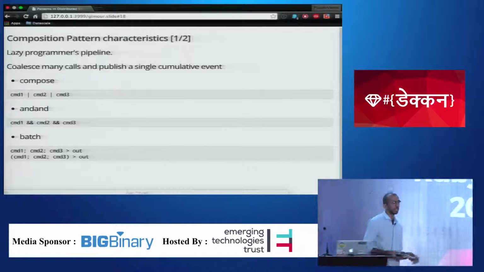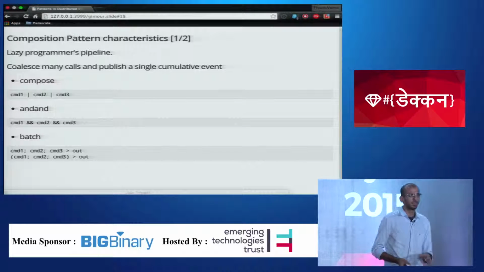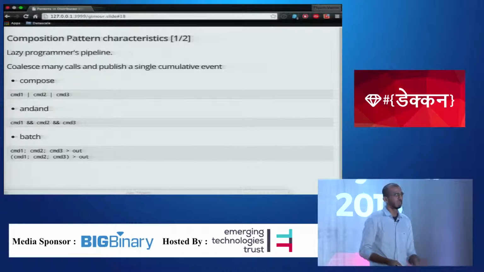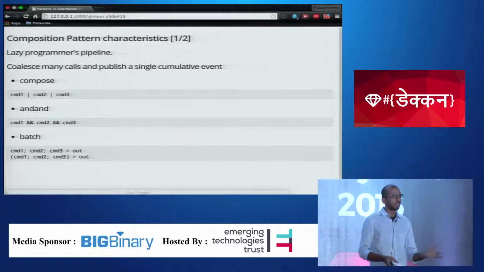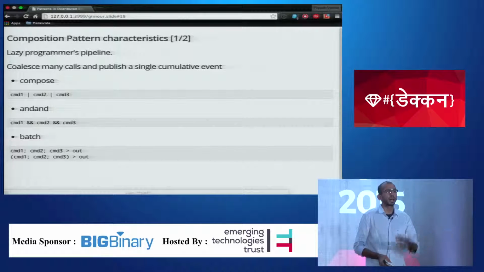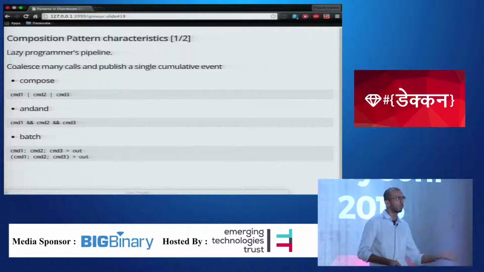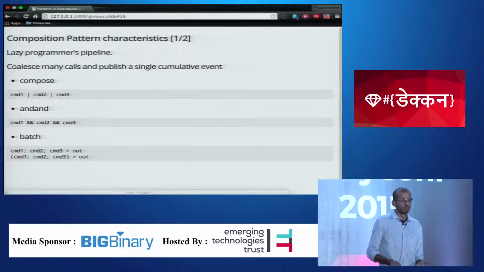Service composition. Coming back to the Unix philosophy, this is probably one of the most unique and best features of Gilmour. You can have commands. So think of every job as a command. So you can have commands which could run in parallel to each other. So you could take output from one, pass it to the other one, pass it to the third one. This is called simple composition.